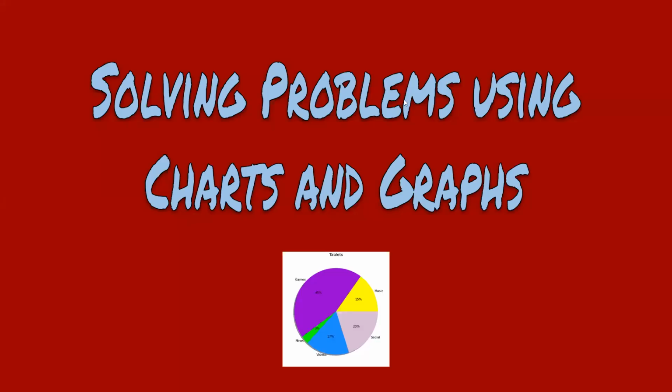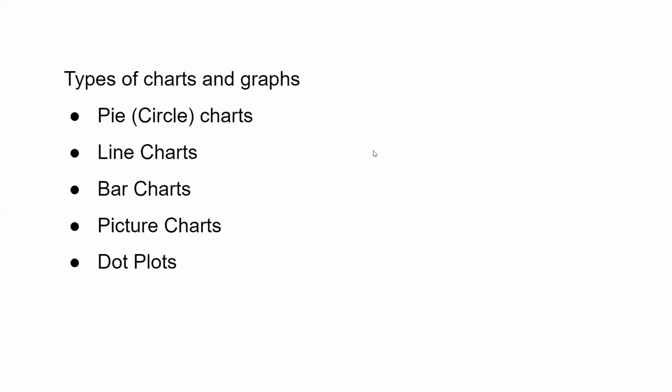In this video, we will talk about solving problems using charts and graphs. There are 5 different types that we will be reviewing here. The first is a pie chart, then a line chart, bar charts, picture charts, and finally dot plots.